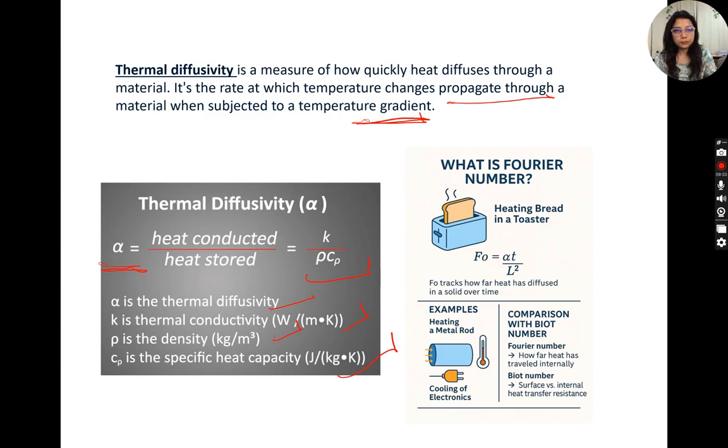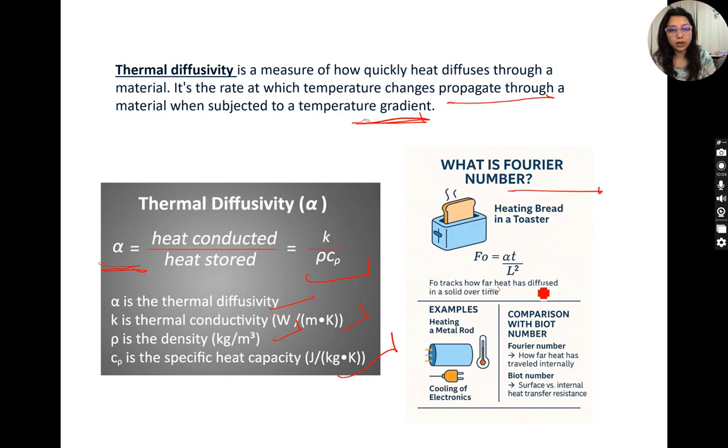As in the previous section, we have already read about some numbers in the viscosity section. Those who attended the session should know that there were some numbers related to heat transfer, mass transfer, and viscosity itself. Here are some numbers which we are going to read, because some of the questions and numericals are based on these numbers. The first one is the Fourier number.